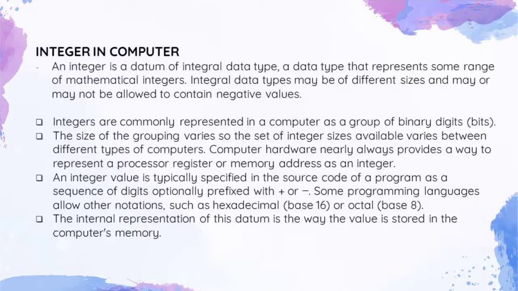And yeah, an integer value is typically specified in the source code of a program as a sequence of digits, optionally prefixed with a sign, plus or minus. Some programming languages allow other notations, such as hexadecimal or base 16, or octal, base 8. The internal representation of this datum is the way the value is stored in the computer's memory.